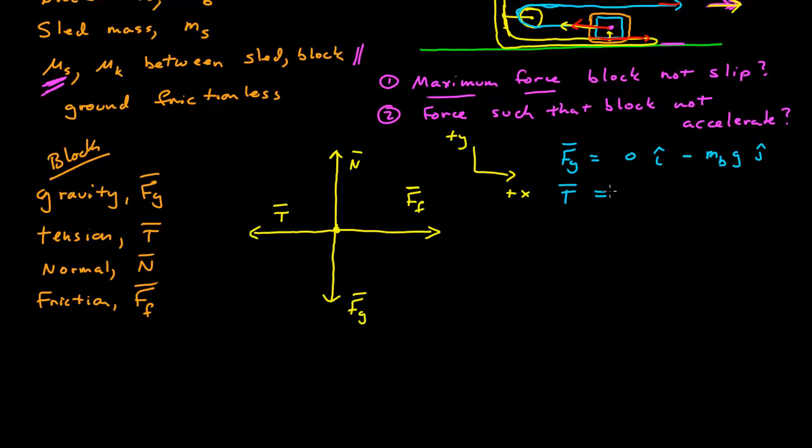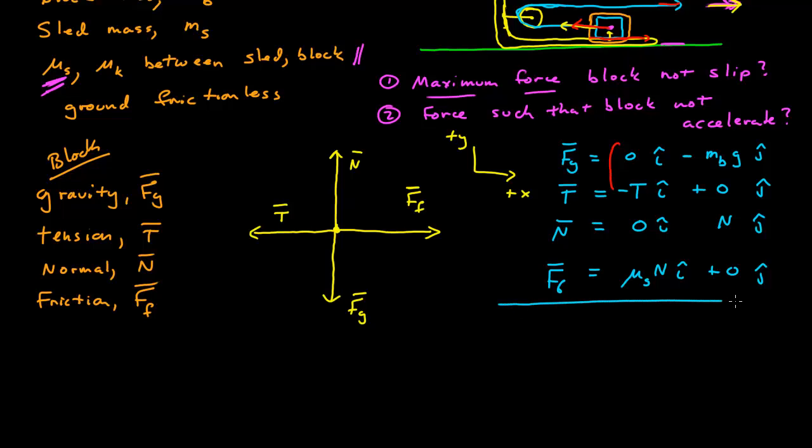So the tension is along the negative x-axis, so it has a magnitude of T. It's along the negative x-axis and nothing along the y. The normal force has nothing along the x and its entirety along the y. And then the force due to friction has its entire magnitude, which is the coefficient of static friction times the normal force, and it's in the positive x direction, sorry, and nothing along the y.